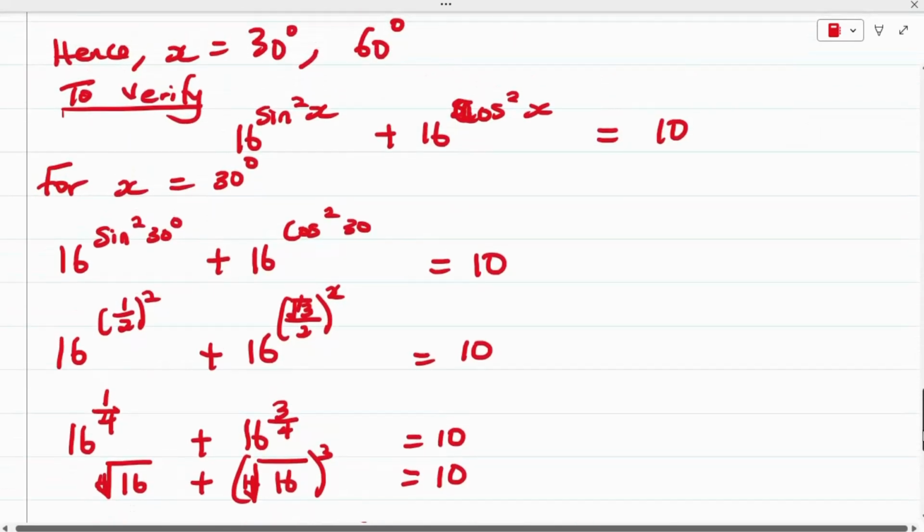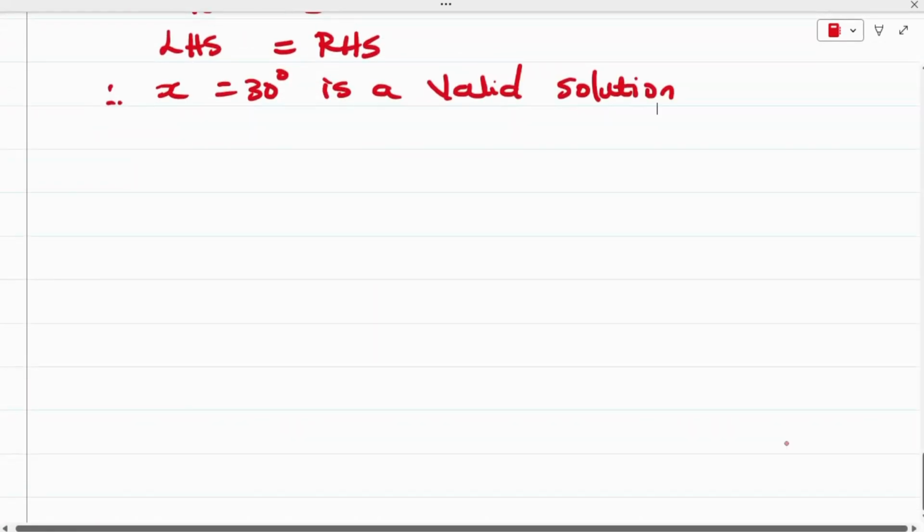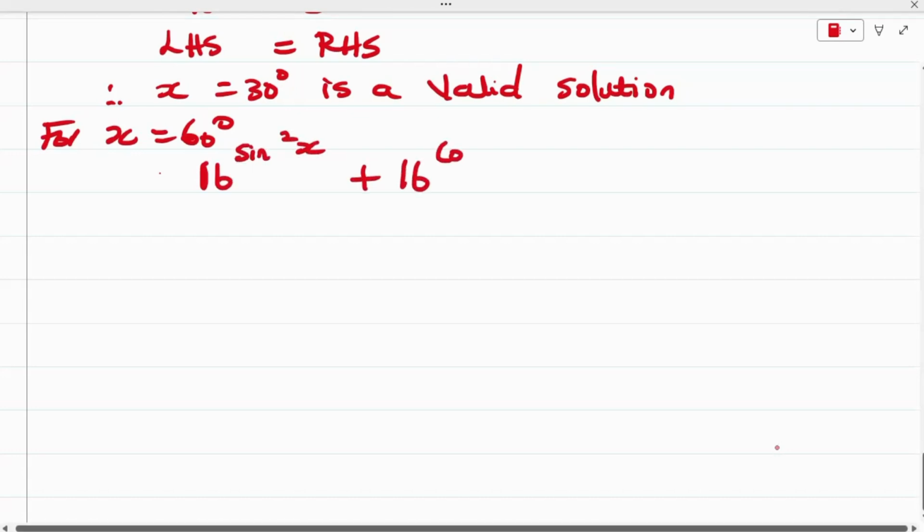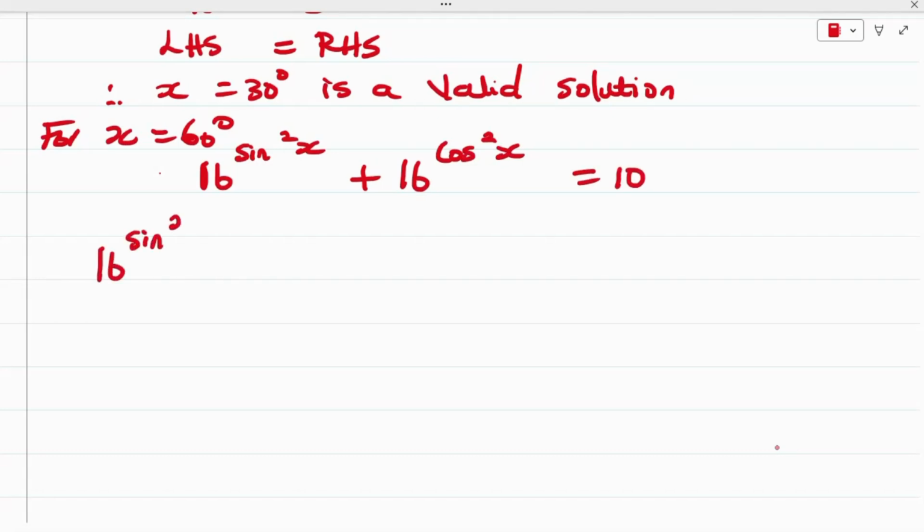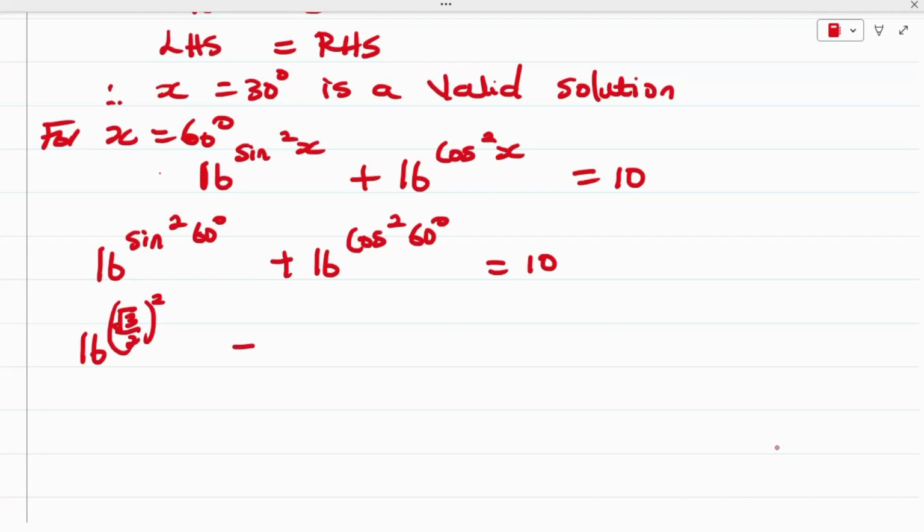So let's simply verify for x equals 60 degrees. So for x equals 60 degrees, we have the expression to be given as 16 raised to the power of sine square x plus 16 raised to the power of cos square x, and this is equal to 10. So we have 16 raised to the power of sine square 60 degrees plus 16 raised to the power of cos square 60 degrees, and this is equal to 10. So 16 raised to the power of sine 60 degrees, which is root 3 over 2, so we have this to be all square, plus 16 raised to the power of cos 60 degrees, which is 1 over 2 all square, and this is equal to 10.